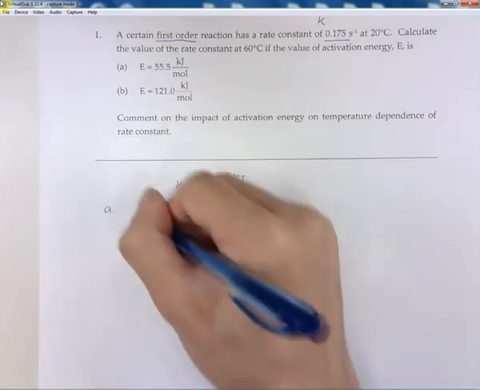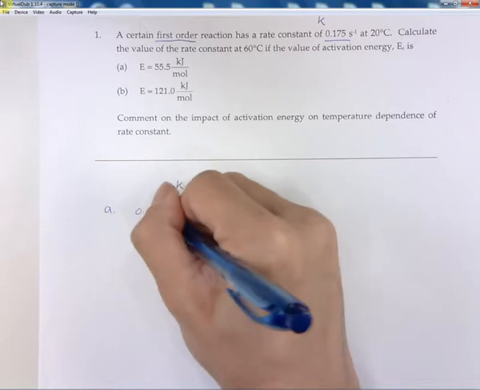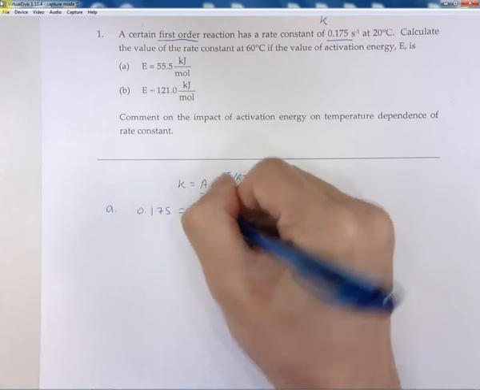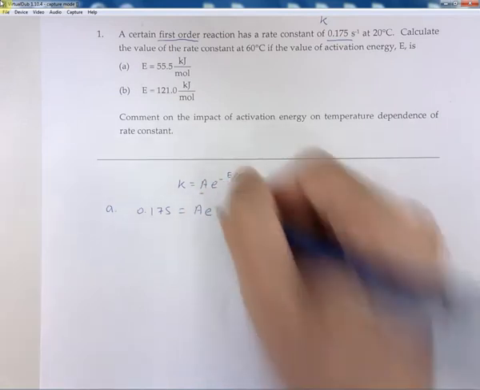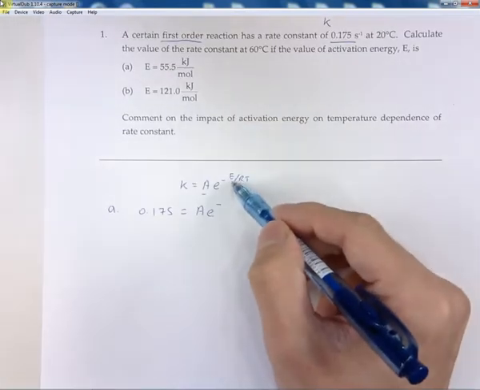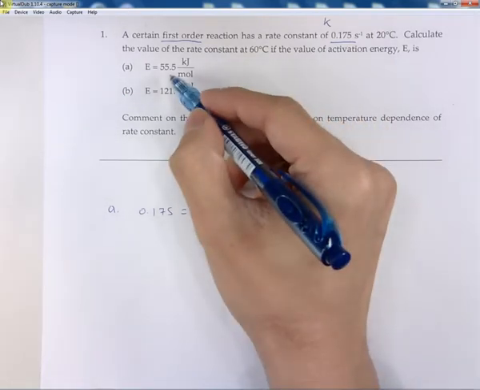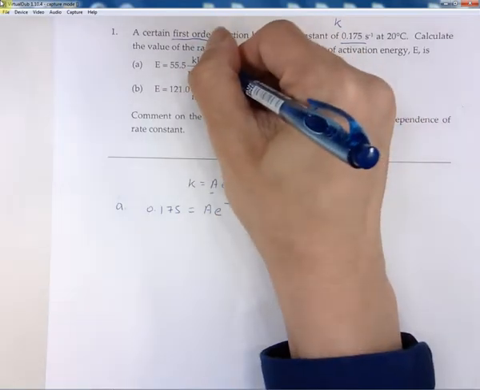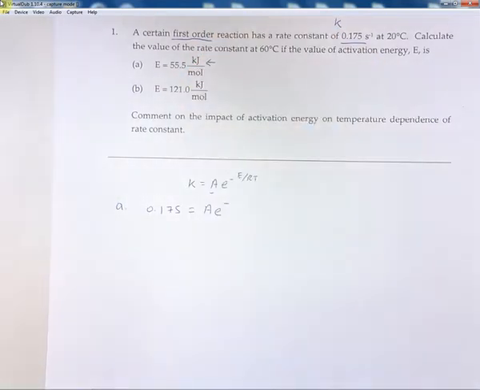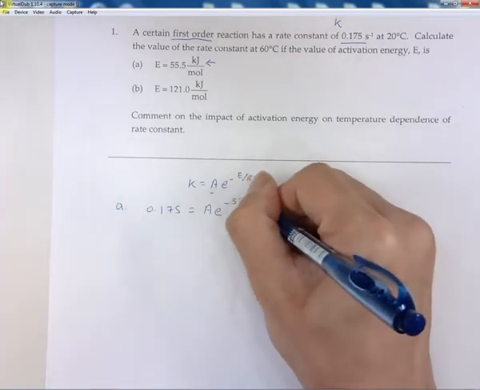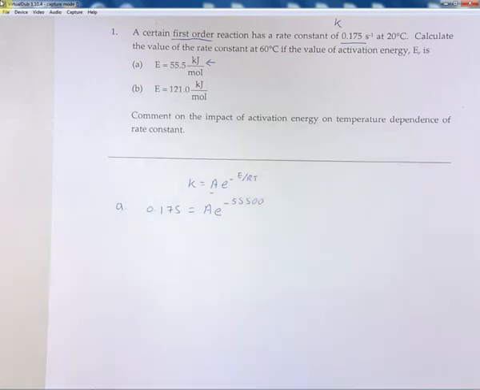Okay, so K is 0.175 per second. A is the unknown that we are going to solve. E to the power of E, this E is the activation energy and is given for part A as 55.5 kilojoule per mole. But do take note when you solve this question that it is given in kilojoule per mole, so we convert it into SI units to avoid any confusion. The SI unit will be joule per mole.